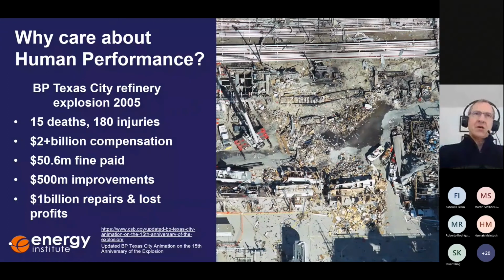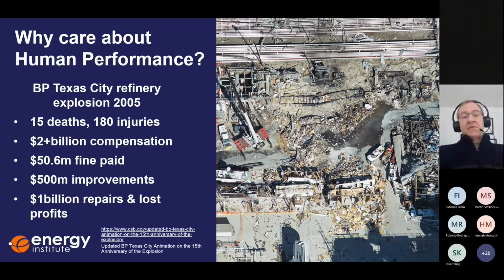So why care about human performance? I think, in a way, sadly and unfortunately, there's been a history of major accidents in the energy sector and many other sectors, railways, aviation, nuclear, chemicals, a long list of major accidents where human error has been a contributory factor either to the causation of the accident or being unable to contain and mitigate that accident.